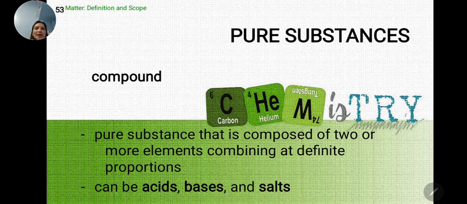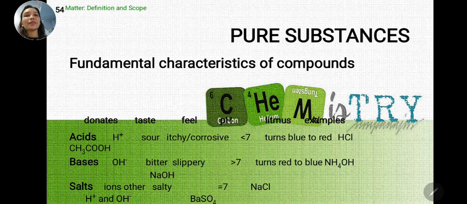Yung compounds naman, they are pure substances composed of two or more elements combining at definite proportions. So, we have acids, bases, and salts. So, these are the properties. An acid donates hydrogen atom. It tastes sour.